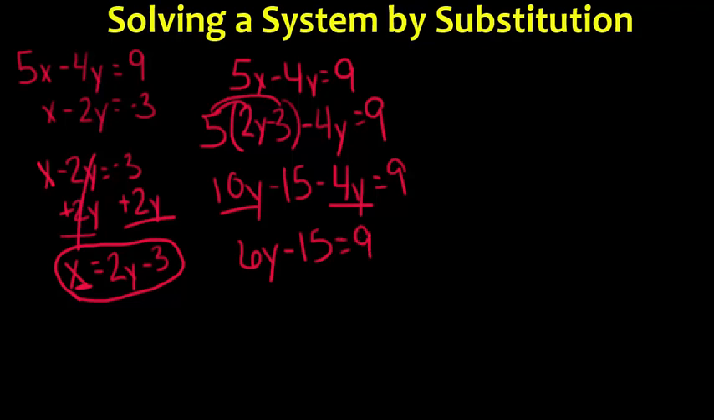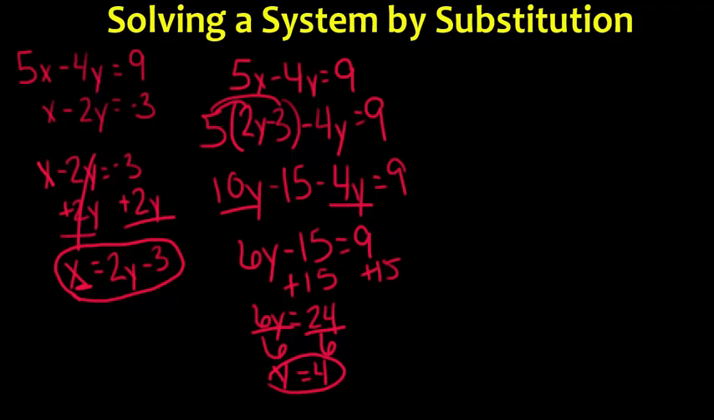So we're trying to get y by itself. So y is being subtracted by 15, so we want to do the opposite. So we want to add 15 to both sides. So we have 6y is equal to 24. We want to get y by itself. It is being multiplied by 6, so we want to divide by 6. Whatever you do to one side, do to the other. So we have y is equal to 24 divided by 6, which is 4. So now we have a number for y.